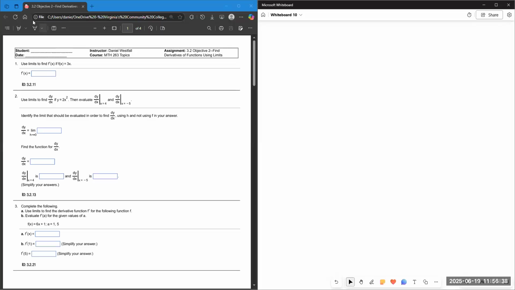All right, in this video, we're going to talk about 3.2, Objective 2, where we find derivatives of functions using limits. Previously, we found the derivative at a particular point where the x value a was given to us. We'll be doing that later, but we did not find the generic slope function f prime of x. We found just f prime of a, and then we used that to maybe find the equation of a tangent line.